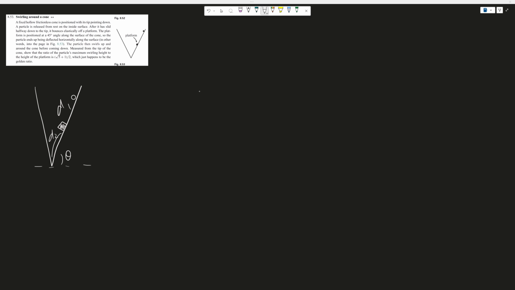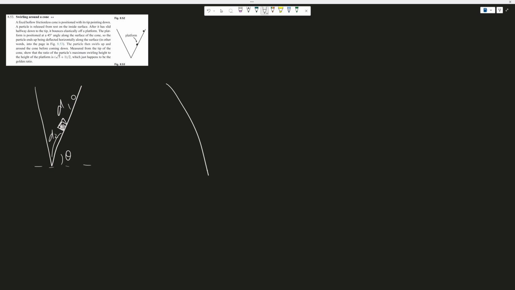Hello all. So today we will talk about exercise 8.53, swirling around the cone. So this question is about, here's a cone, and there's a small platform at the midpoint of the slope, and there's a small sphere, a particle, that's released from rest on the inside surface. And keep in mind that this platform is positioned at 45 degrees.